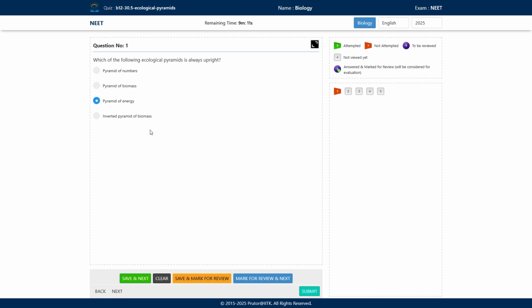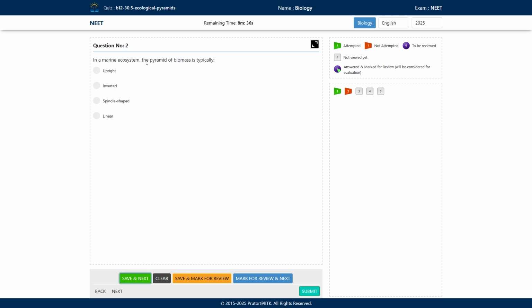Okay, answer is option number C, pyramid of energy. So it is always upright because the energy flows in one direction only, and there is a loss of energy at each trophic level. There is maximum energy at the first trophic level, which is occupied by the producers. And then as energy is transferred from the producers to the consumers, there is a loss of energy at each step. That's why the pyramid of energy will always be upright.